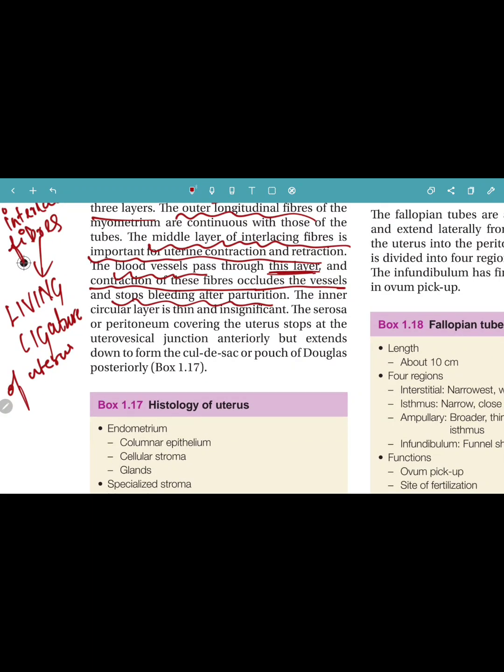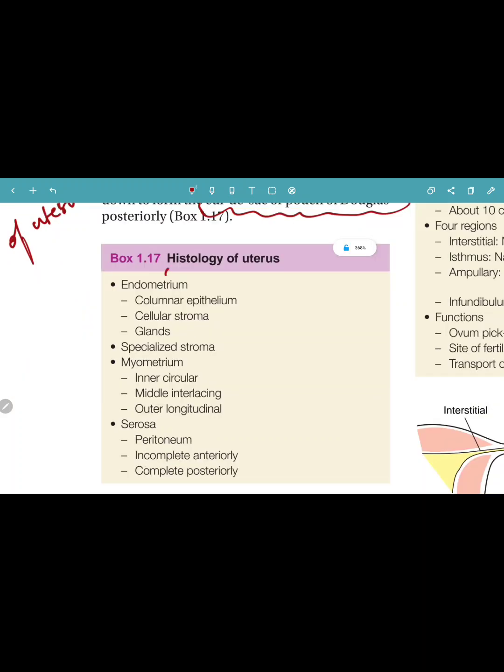The inner circular layer is thin and insignificant. The serosa, or the peritoneum covering the uterus, stops at the uterovesical junction anteriorly but extends down to form a cul-de-sac, or pouch of Douglas, posteriorly. So let's look at the histology of the uterus.